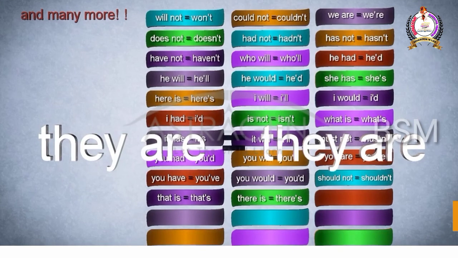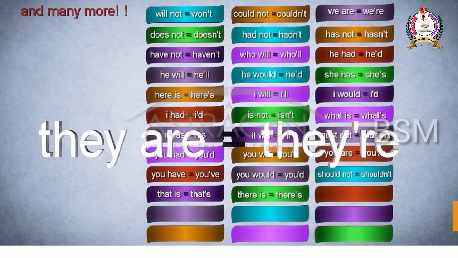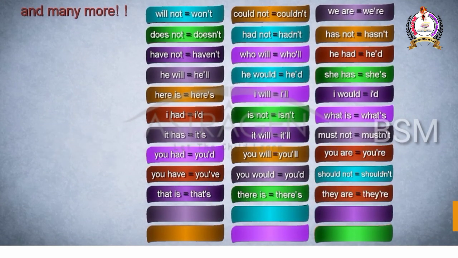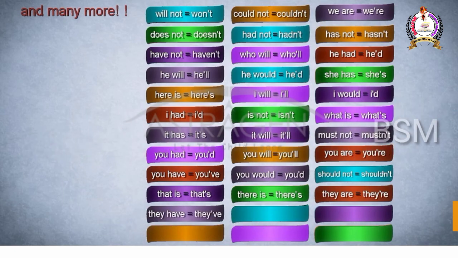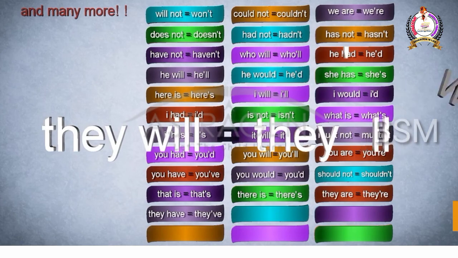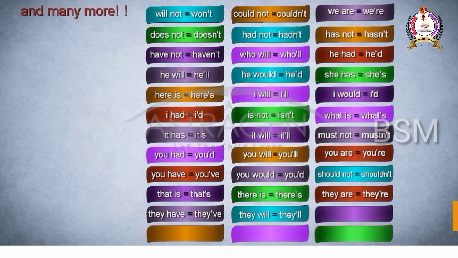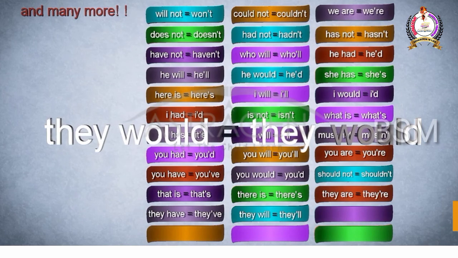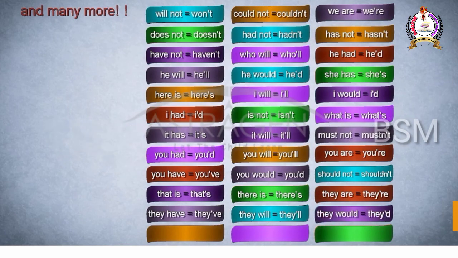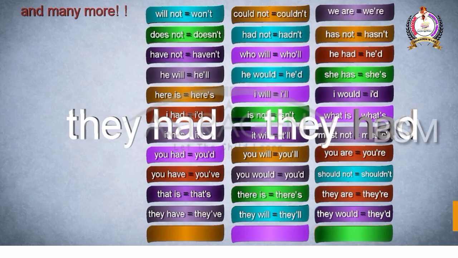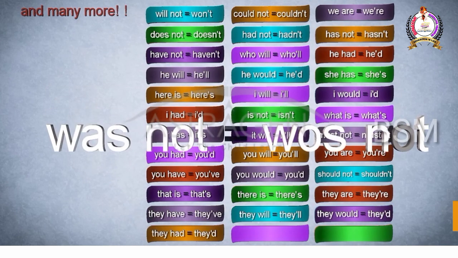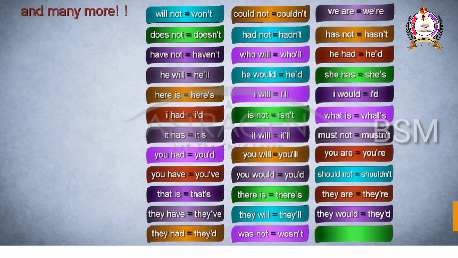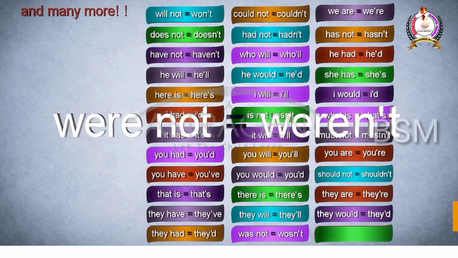They are, they're. They have, they've. They will, they'll. They would, they'd. They had, they'd. Was not, wasn't. Were not, weren't.